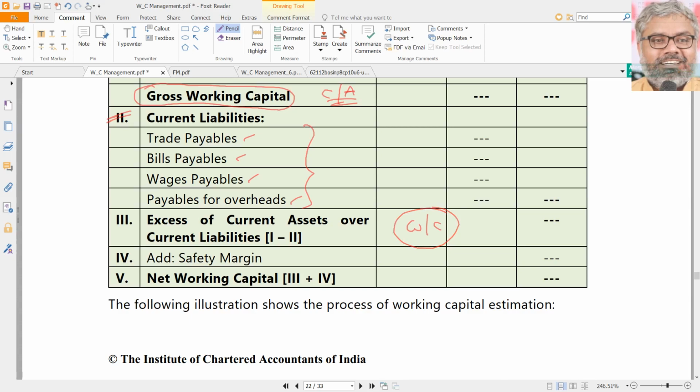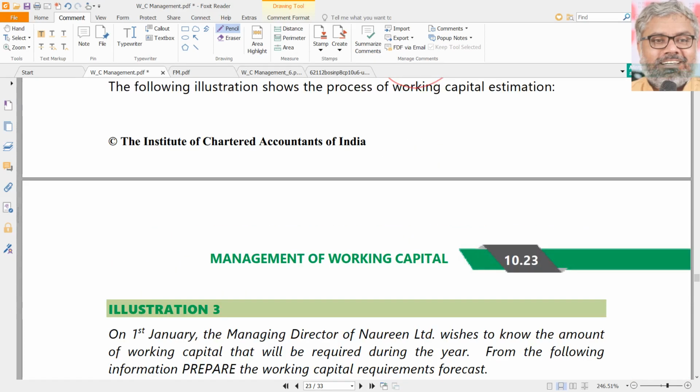No. Sometimes there could be information given that a safety margin is to be added to this. Just for buffer, for safety, for some contingencies, we can say 10% to be added, 20% to be added, like that. Whatever information is given in the question, add it according to that. If it is not there, not there. If it is there, add that also. Then you get the final required net working capital of an organization. This is the process of estimating working capital requirements.